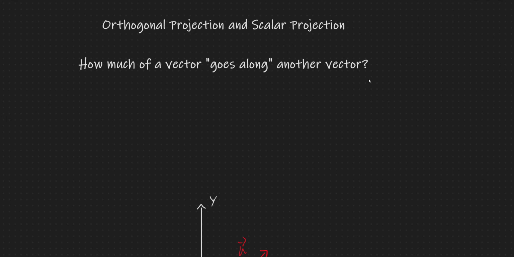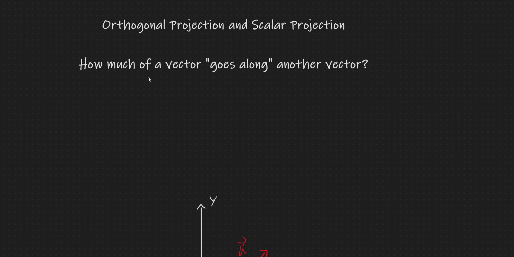So remember when we were looking at work at the introduction for this section, we wanted the amount of force that went in the direction of displacement. So we were answering the question there of how much of the force went along the displacement. In general, the question is how much of a vector goes along another vector. And there's really two ways to answer this question.